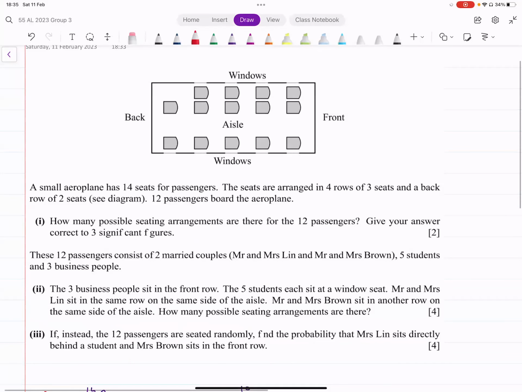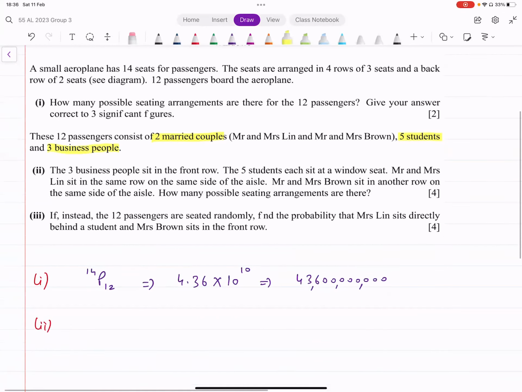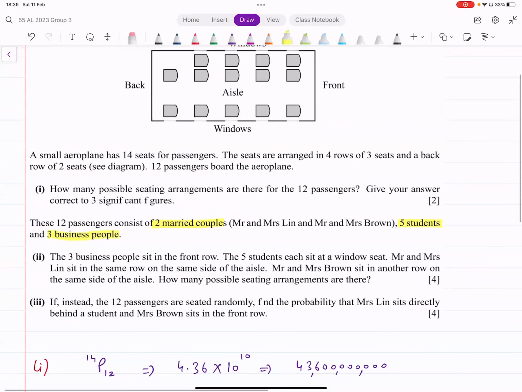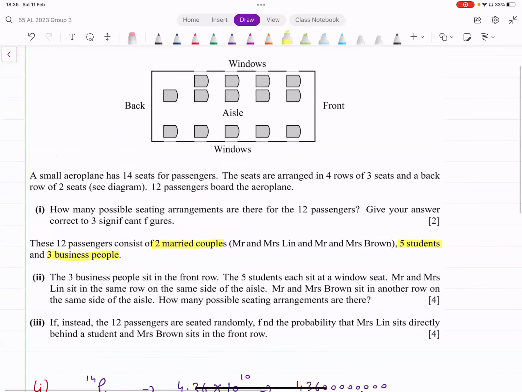Now it says these 12 passengers consist of 2 married couples, Mr. and Mrs. Lin and Mr. and Mrs. Brown, 5 students. So there are 4 people here, 2 married couples, 5 students, so that's 9, and 3 business people. So that's 12 total people. Okay. The 3 business people sit in the front row. So now let me actually just copy this diagram here.